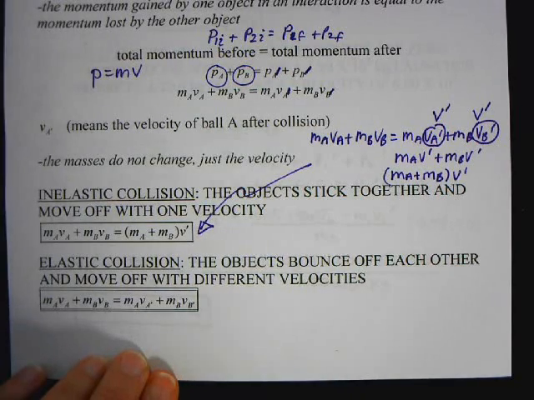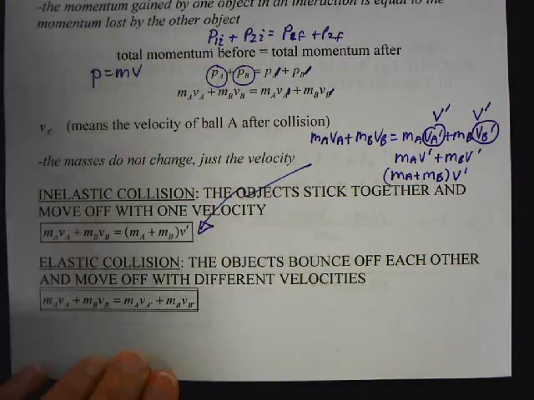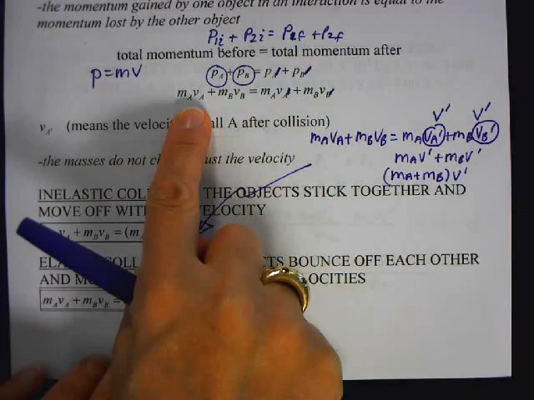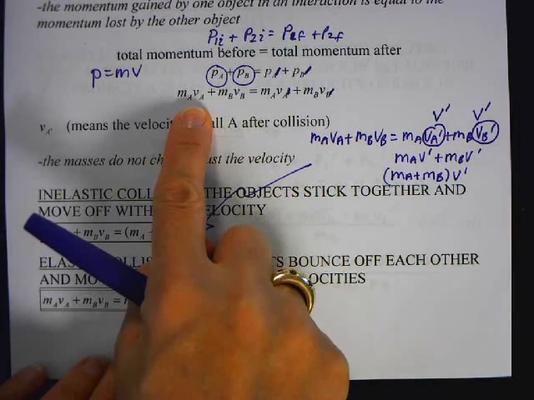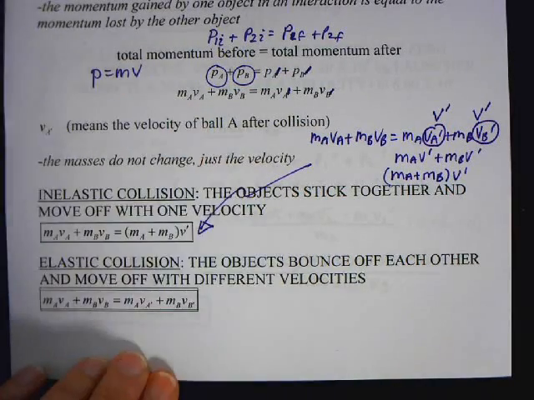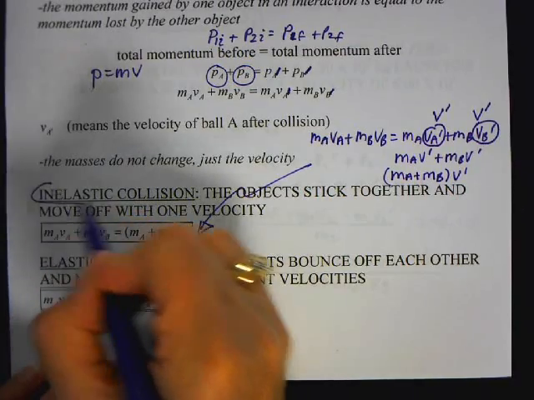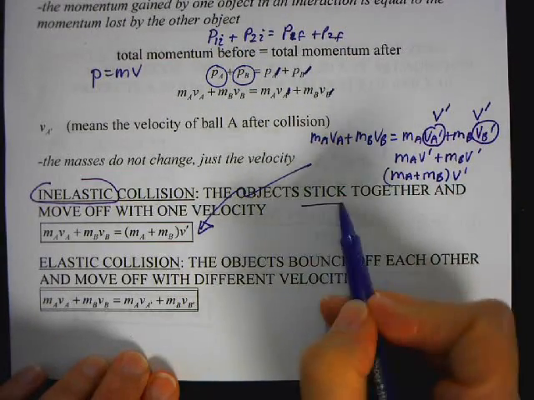I say the total momentum before is equal to the total momentum after. If you know momentum is P, and I know P is equal to M times V, and that's it. So we're just using the definition of momentum and saying, with conservation of momentum, that the total momentum before is equal to the total momentum after. So inelastic is where they stick together, okay?